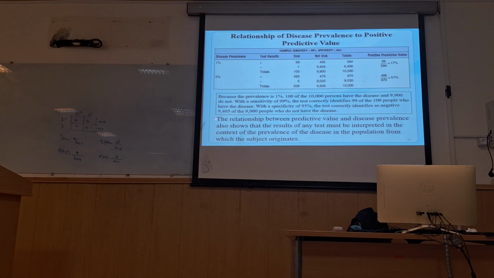It means the relationship between predictive value and disease prevalence shows that the results of any test must be interpreted in the context of the prevalence of the disease in the population from which the subject originates. It depends on disease prevalence.